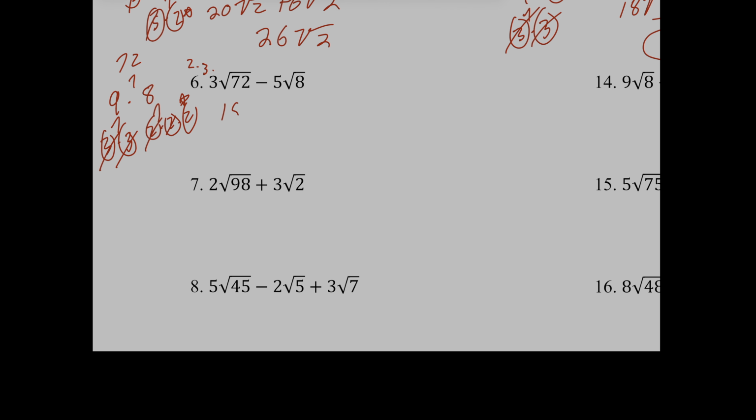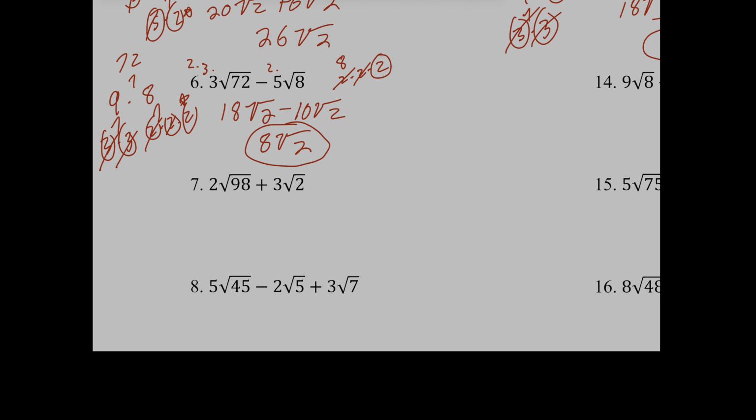Times another 3 is 18. Root 2 minus, now, 8. We already talked about that. That's 2 times 2 times 2. So let's take one pair of 2s to match with that 5. And I've got that 2 left over. So that's going to become 10 root 2. So 3 root 72 minus 5 root 8 is 8 root 2.